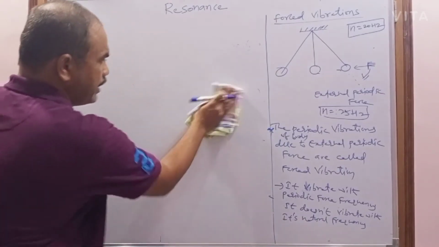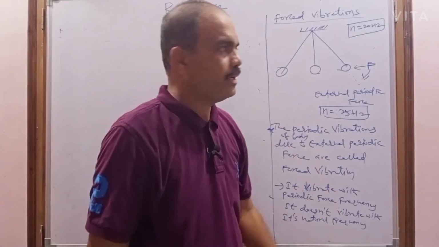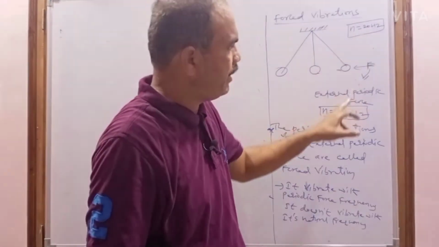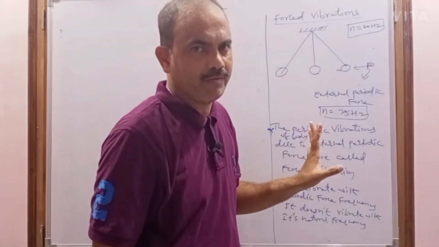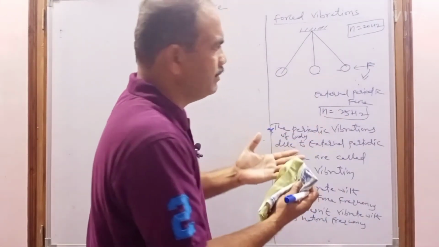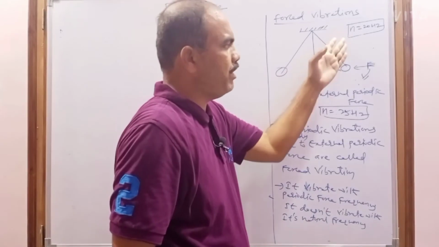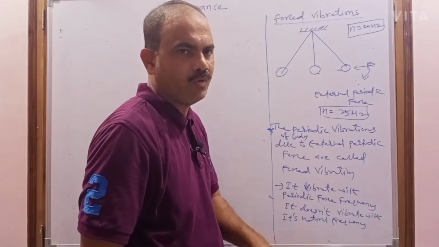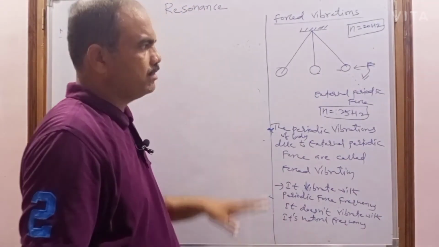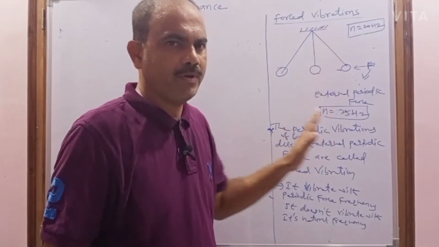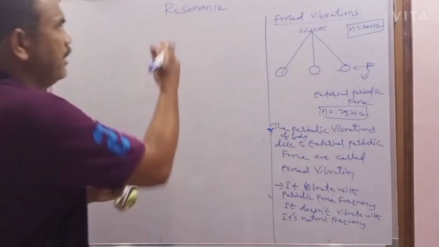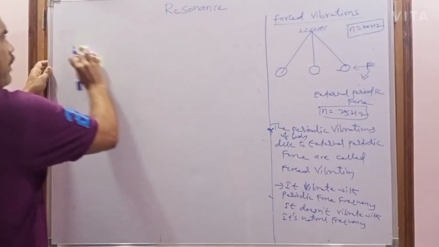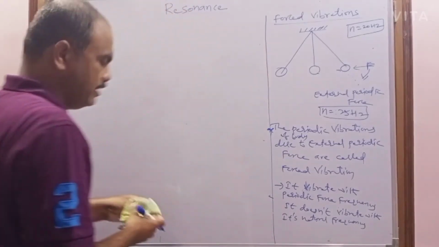So what I said is, in the case of forced vibrations, generally the body does not vibrate with its natural frequency. It vibrates with what? The external periodic force frequency. But sometimes the natural frequency of the body and the periodic frequency coincide. In that case, the body vibrates with a larger amplitude. That phenomenon is known as resonance. But what is the definition of resonance?